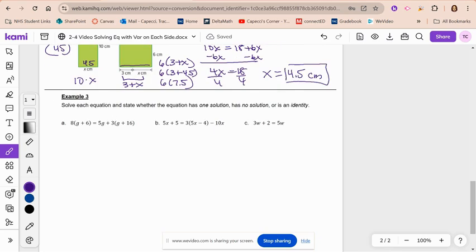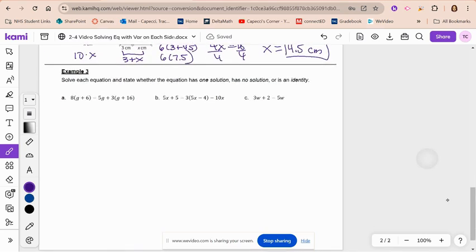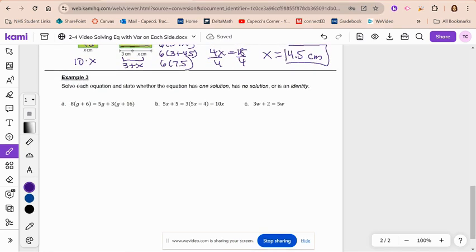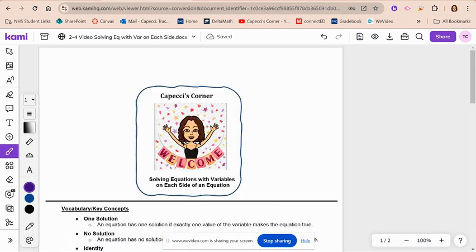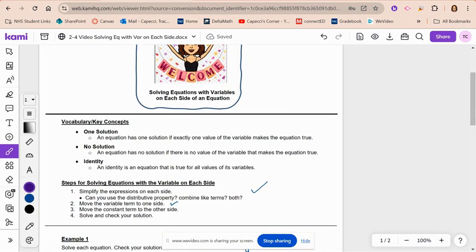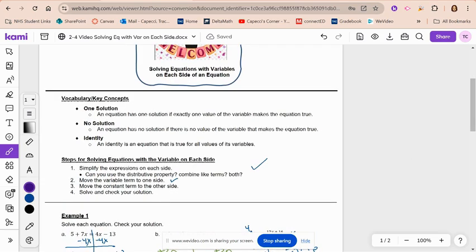Okay, let's look at our last one here. It says solve each equation and state whether the equation has one solution, no solution, or is an identity. For this, I'm going to go back to the top of our notes to talk about that now. Everything we've been doing so far has one solution. You solve it, you get x is equal to a number, or y is equal to a number, whatever it is. There's only one answer that will work.